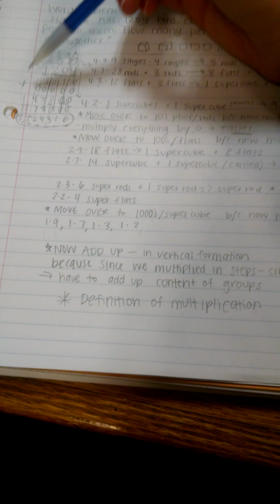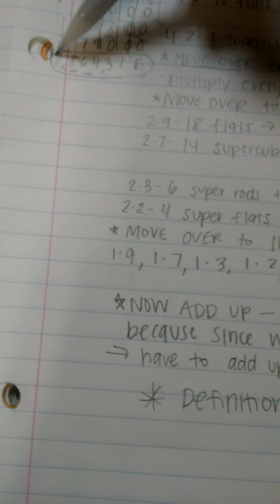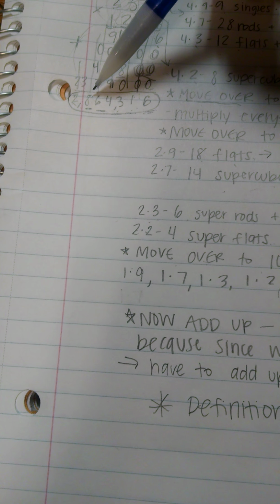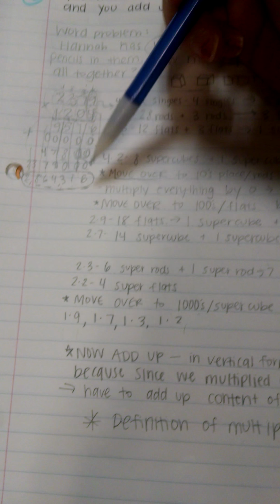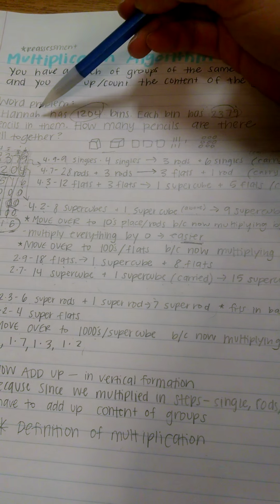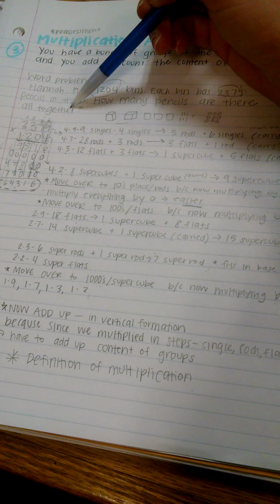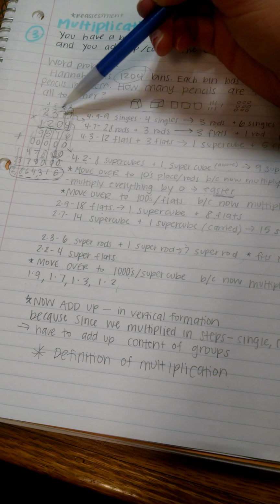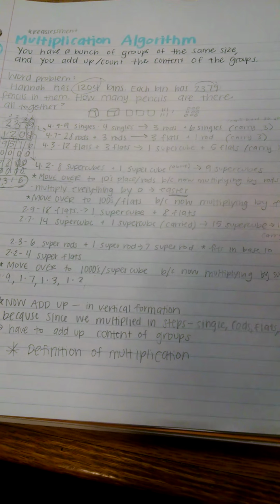So since we multiplied in steps, as I said, we are adding in steps. So to get the final answer, you have 2,864,316 to get your final answer of the word problem. How many pencils are there all together? So we have the groups and the fixed number in each group to get your final answer.